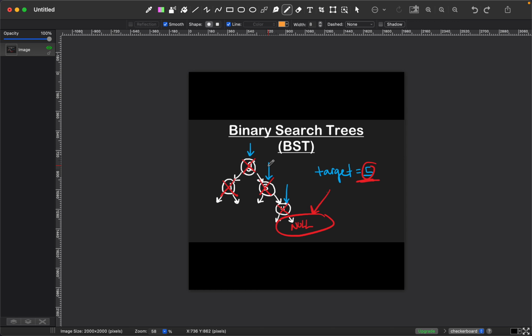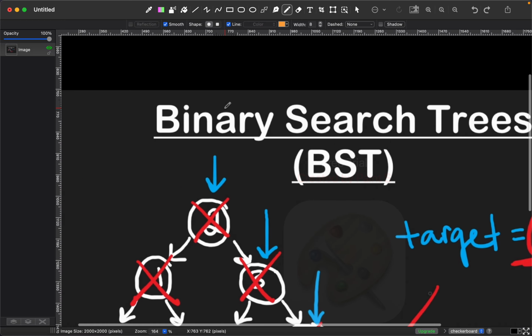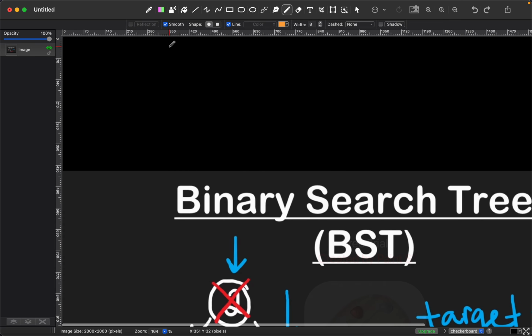So, hero of the day: binary search tree. This one is mostly about the hero, but without further ado, let's get into it.